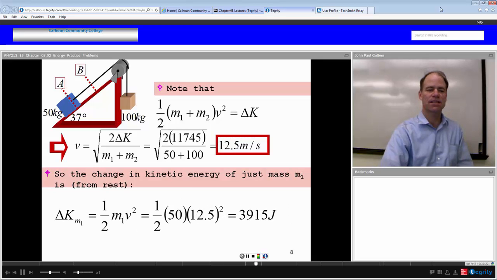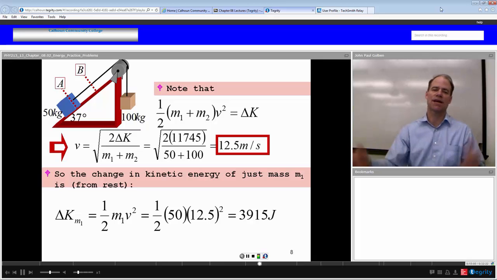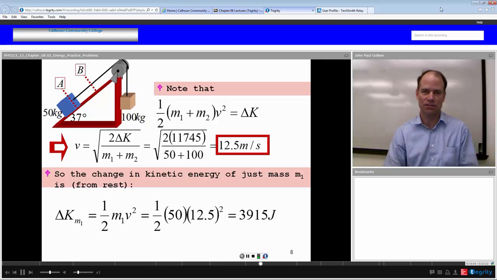Hence, the change in kinetic energy from rest for mass 1 is simply 1/2 mass times its final speed squared. So that's 1/2 times 50 kilograms, 12.5 meters per second squared, 3,915 joules. And the rest of that 11,745 joules is the change in kinetic energy for mass 2.